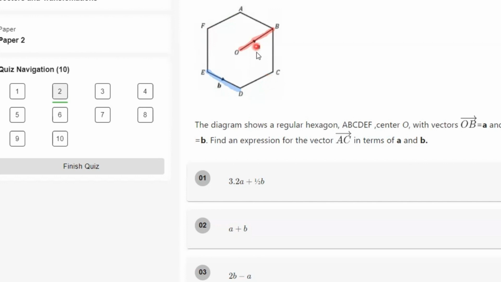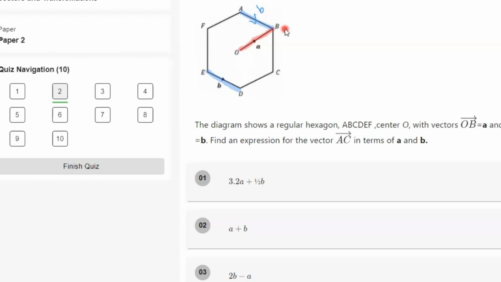So because we've been given this vector a and b, what I'm going to try to do is incorporate these vectors to get from A to C. So to begin with, I'm going to start by getting from A to B here. And if I look at my vector AB and my vector ED, I know that because this is a regular hexagon, the line AB is parallel to the line ED, and it's also the exact same length. It's the same magnitude, which means that the vector AB is the exact same as my vector b. So in that case, AB is my vector b.